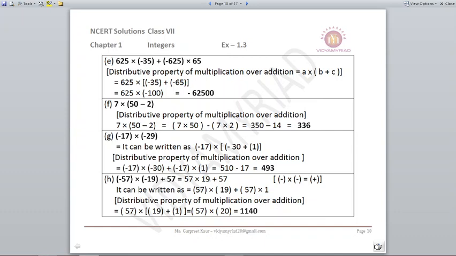H part, minus 57 multiplied by minus 19 plus 57. Now here if you see, it is also incomplete. So I can rewrite this as 57 into 19 plus 57 into 1. Because nothing is there, I can arrange it in a proper manner. You will be wondering why I have not put the minus sign. I know that minus into minus is already plus, so I have removed the minus here itself, and my calculation has become easier. So I will write it as 57 taken out common, inside will be left 19 plus 1. When I solve this, I get 1140.